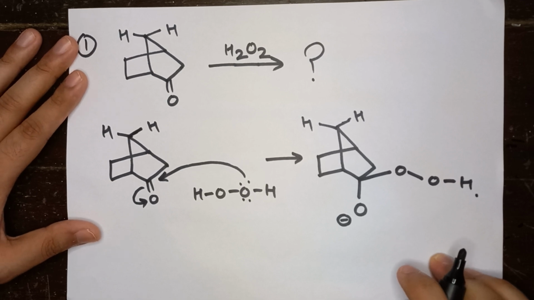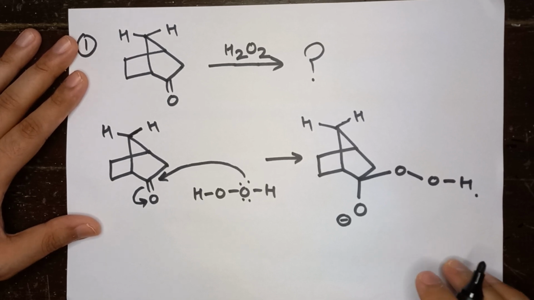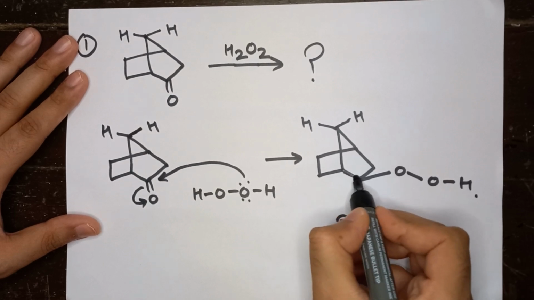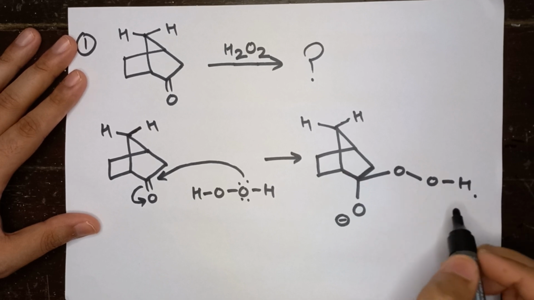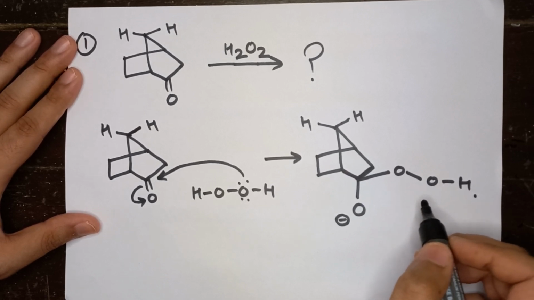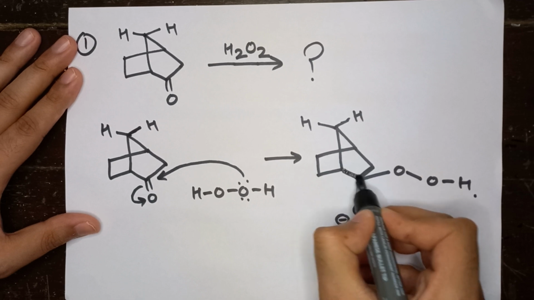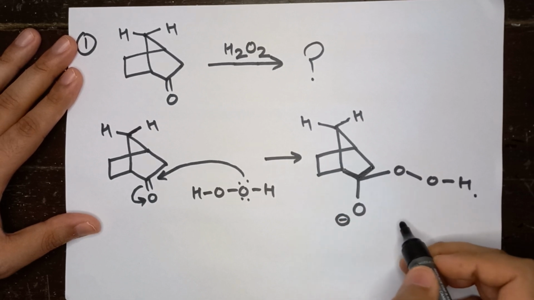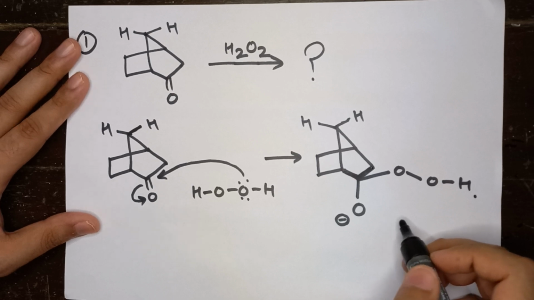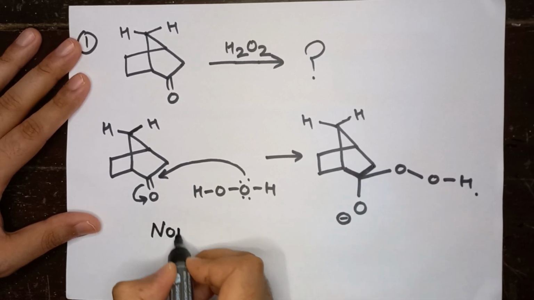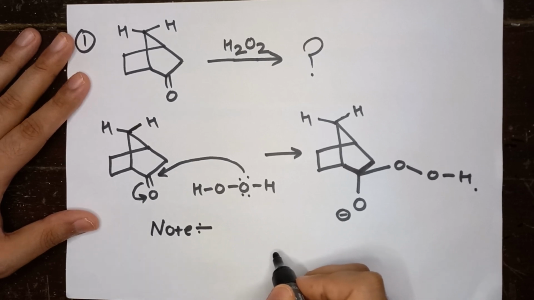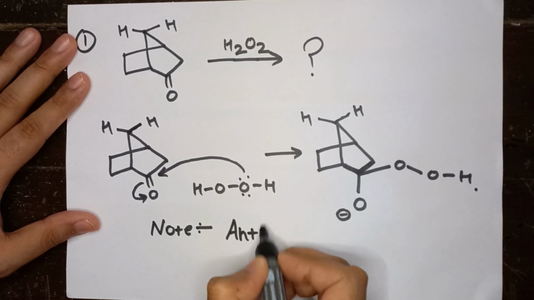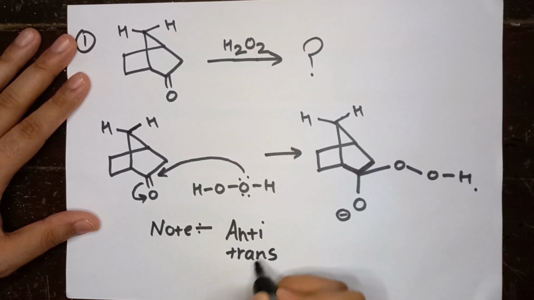Now we have to migrate a particular bond. We have to migrate either this bond or this bond towards this oxygen, and then this whole group is going to leave. So which bond should I migrate, A or B? What do you think? So always remember, take note that whenever you are doing migration of a particular bond, it has to be anti or trans.